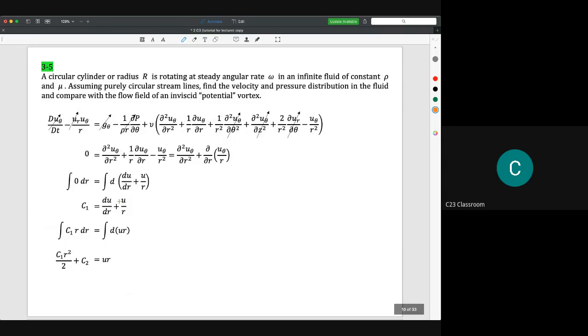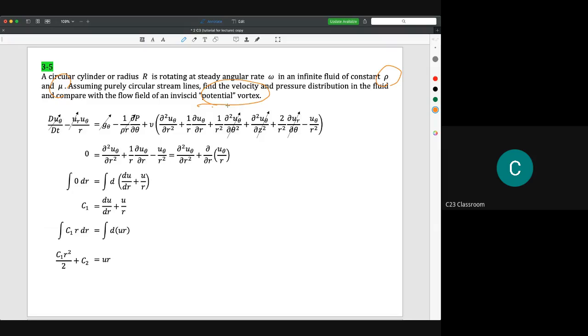Then we come to your idea of why we don't take the R axis. For question 3.5, let's say we have the same cylinder. A circular cylinder of radius R is rotating at steady angular rate omega in an infinite fluid of constant rho and mu. This is just to simplify our calculation, so the question gives us constant rho and mu. Assuming purely circular streamline, find the velocity and pressure distribution in the fluid and compare with the flow field of an inviscid potential vortex.